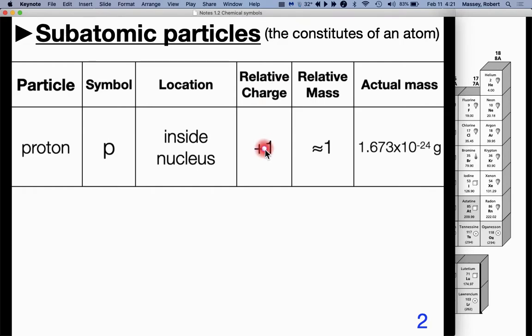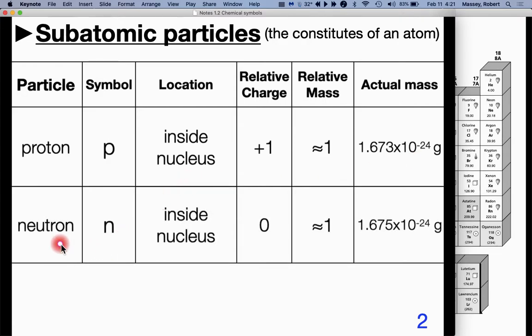So the relative charge of a proton is a positive 1. Of course, you might say, well, relative to what? Well, hang on to that question. Relative mass is approximately 1, not exactly. And again, I'll kind of clarify that in a minute. The actual mass is 1.673 times 10 to the negative 24. So that's 24 decimal place and 24, well, actually 23 zeros. So really, really, really small number.